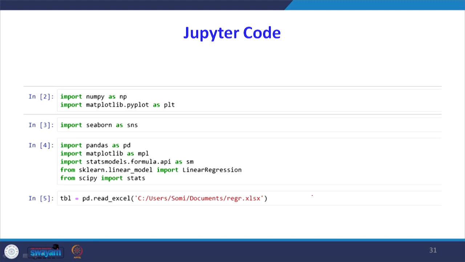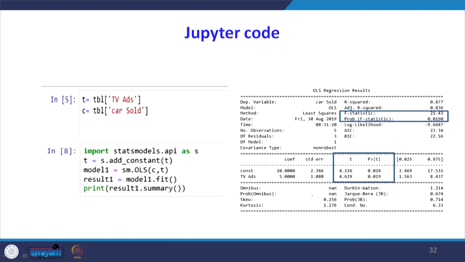Now we will use Python code. Import numpy as np, import matplotlib.pyplot as plt, import seaborn as sns, import pandas as pd, import matplotlib as mpl, import statsmodels.formula.api as sm, from sklearn.linear_model import LinearRegression, from scipy import stats. The regression data we are going to save in the object called tb1, and we are reading that.